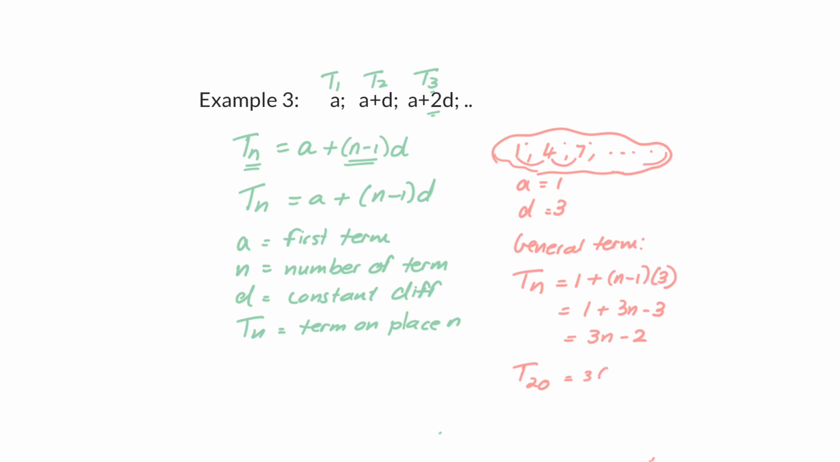Well, it's 3 times 20 minus 2, which is 60 minus 2, which is 58. Okay.